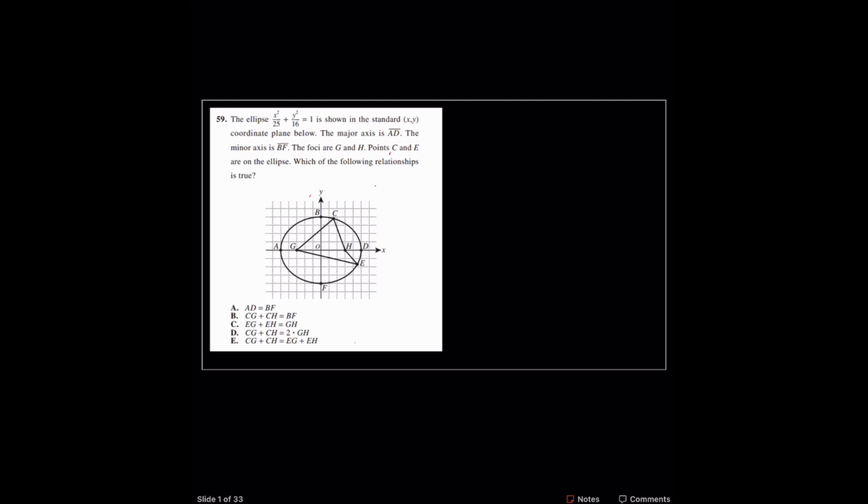Hey guys, today we're going to be solving one of the hardest ACT math problems. So first off, we have problem number 59. The ellipse x squared over 25 plus y squared over 16 is equal to 1 is shown in the standard xy coordinate plane below.